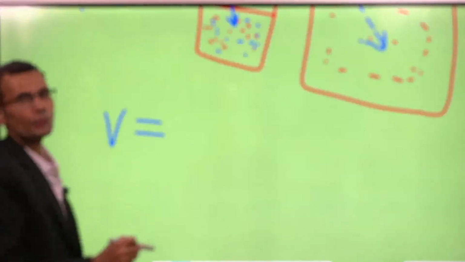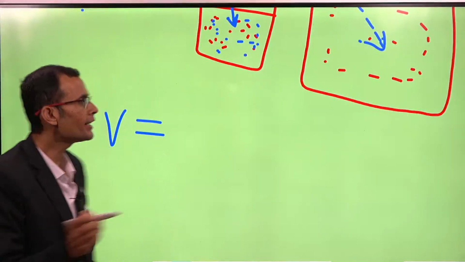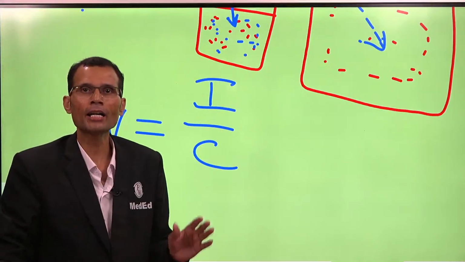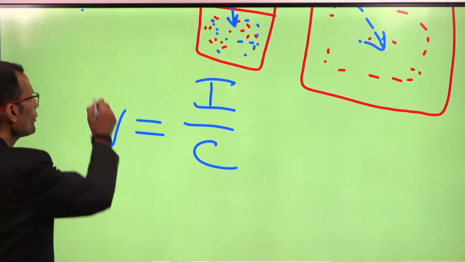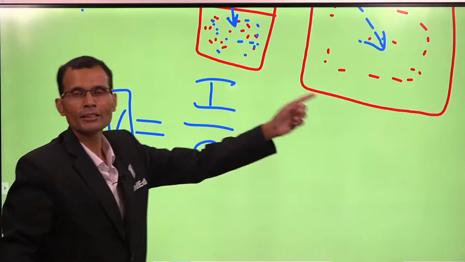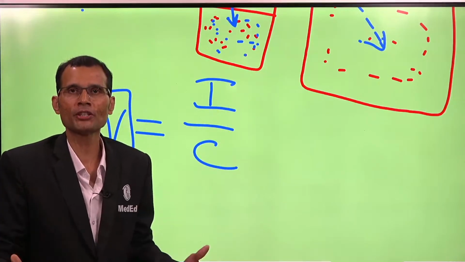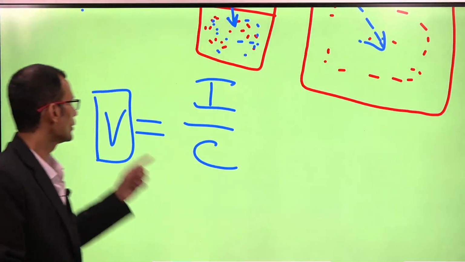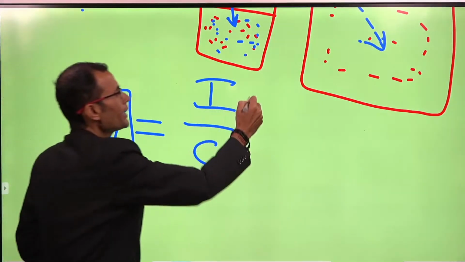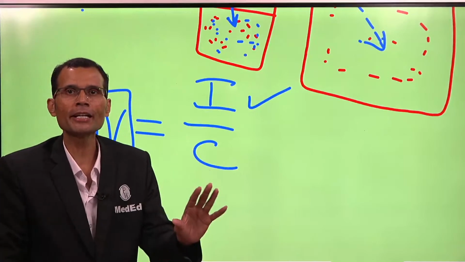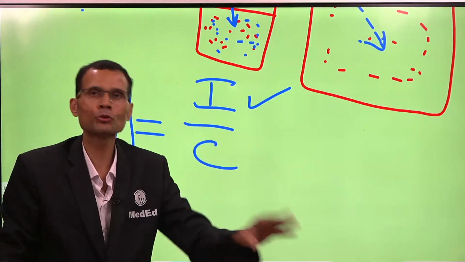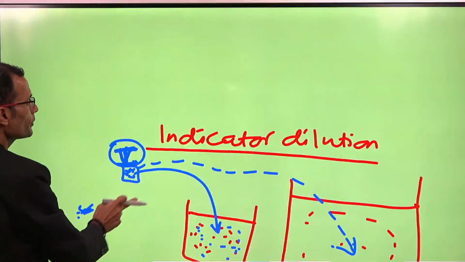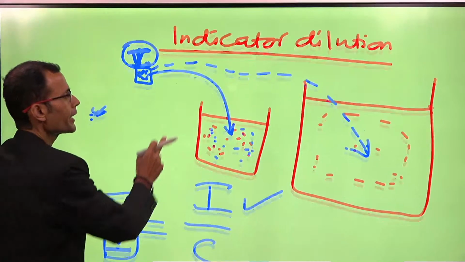The equation that you have to remember now is V is equal to I upon C. V is equal to I upon C. V is the volume of the compartment that you want to measure, like the ECF volume we are going to measure. I is the initial volume of the indicator that you have used. I showed you here, this was the initial volume that we used, the initial volume of the indicator.